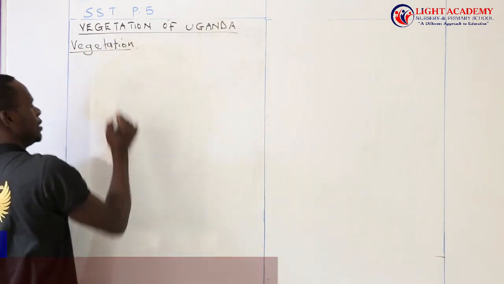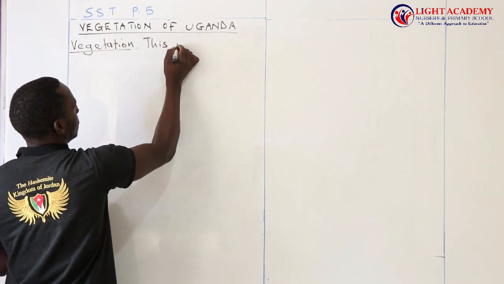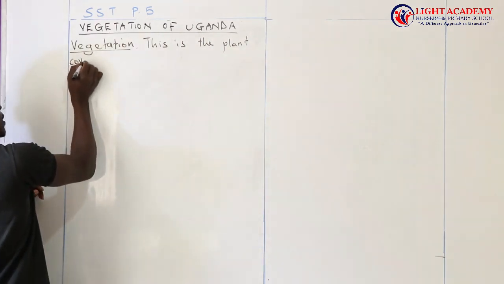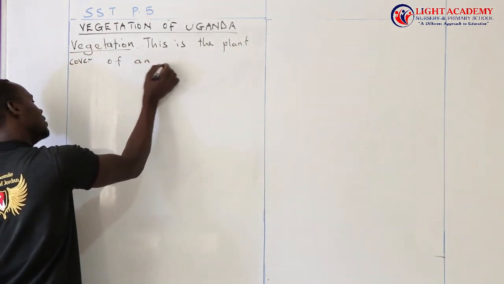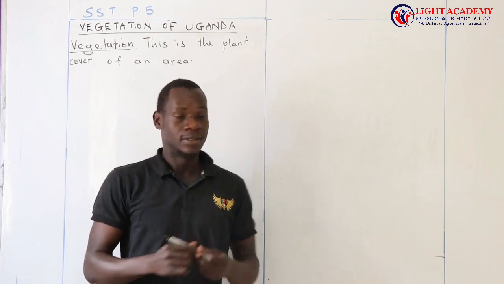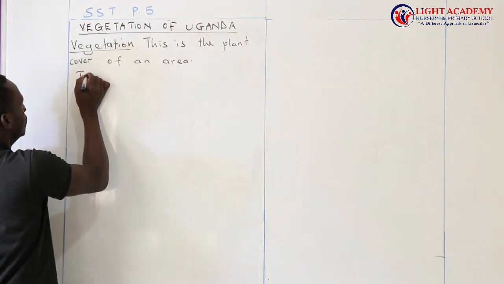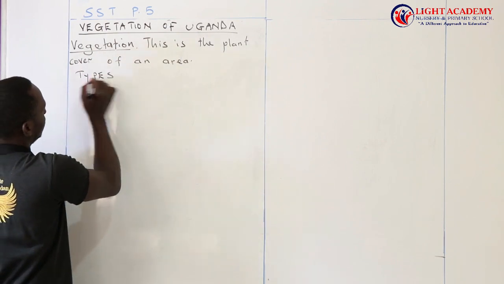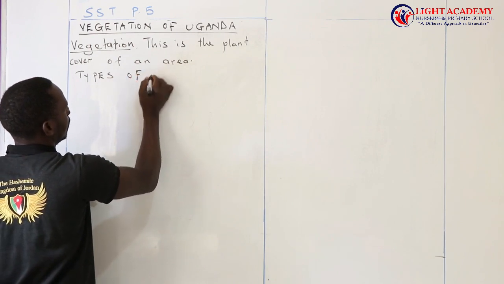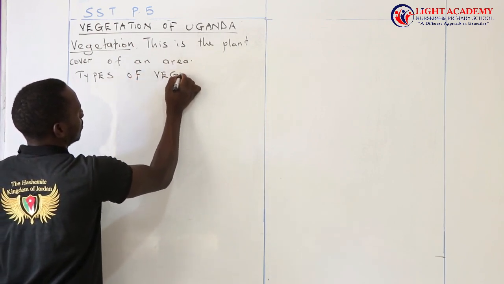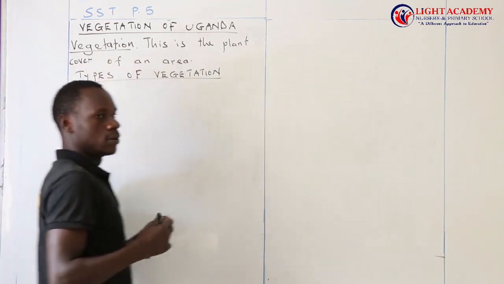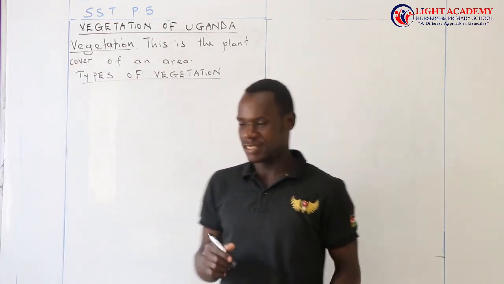what is vegetation? Vegetation, this is the plant cover of any area. This is the plant cover of any area. We have types of vegetation. We have two types of vegetation.